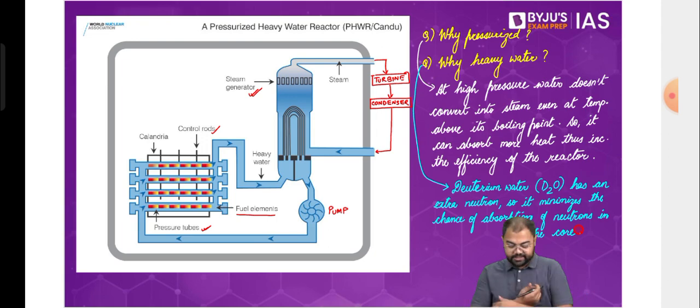So we have the pressurized heavy water reactor. Now, the pressurized heavy water reactor is the most important design, most widely used, not only in India, but across the world. You'll see that the pressurized heavy water reactor is the most widely used type of reactor.